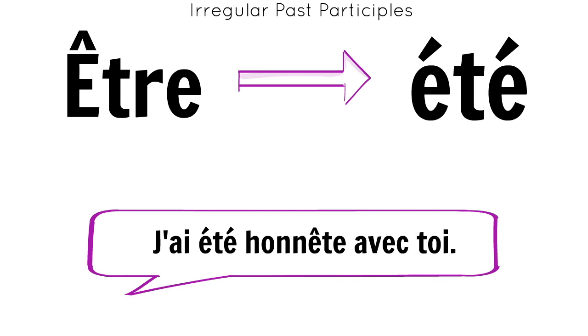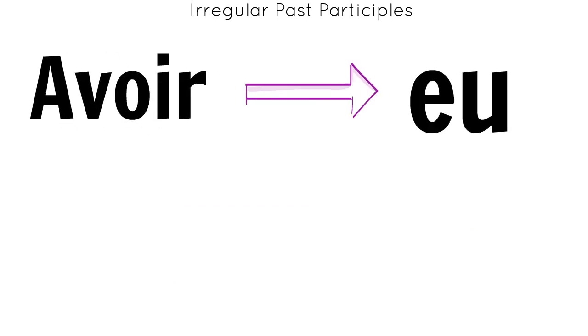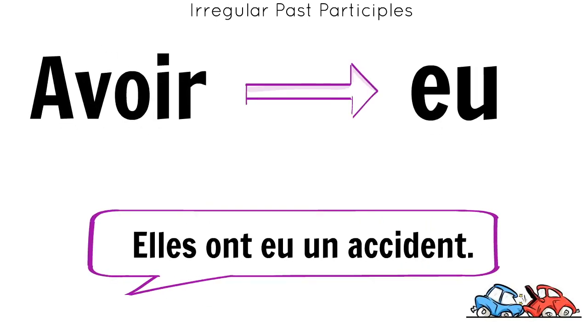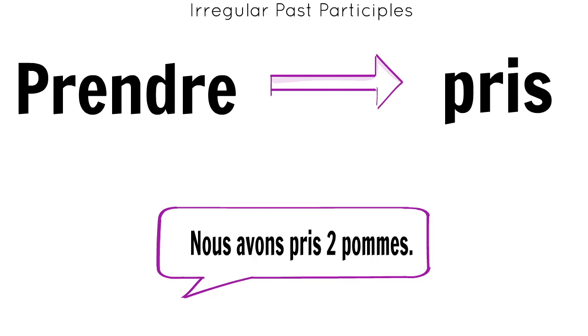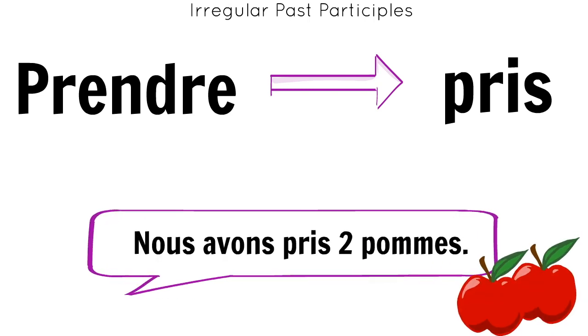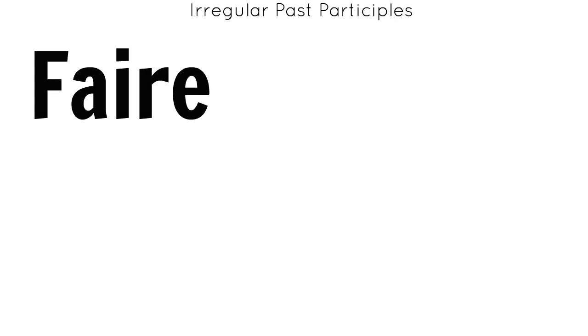For avoir, it's eu. Elles ont eu un accident. They had an accident. Prendre takes pris. Nous avons pris deux pommes. We took two apples. And words that end in prendre work the same way. So, surprendre becomes surpris.